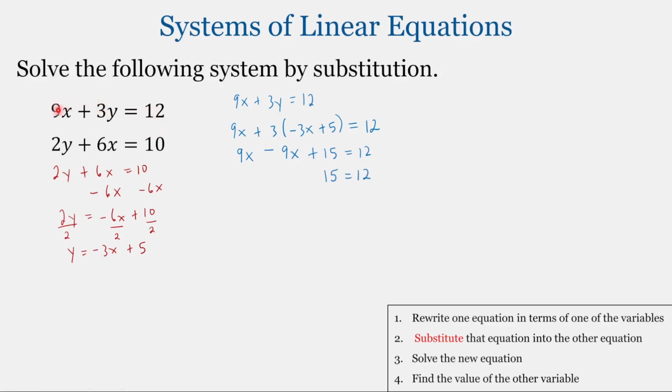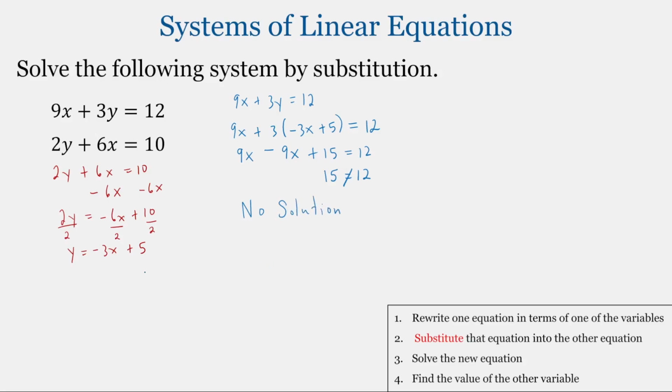So we've gone from two variables in the original problem. After substitution, we were able to eliminate that y, so we now have an equation written in terms of x. But then when we simplify down that equation, we've lost all of our variables. And we have a statement, 15 equal to 12. Is that true? No, that's not a true statement. So since 15 is not equal to 12, that means that this system has no solution.